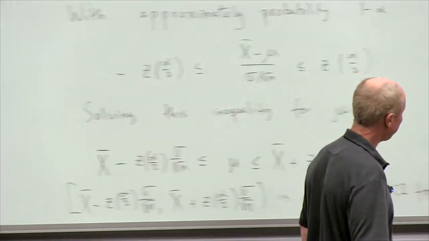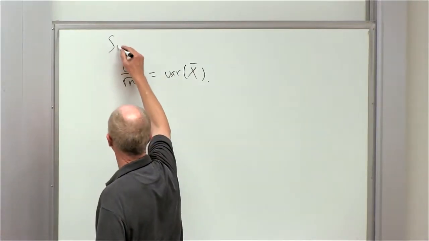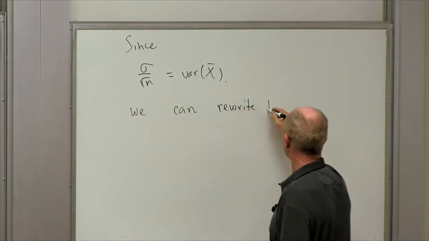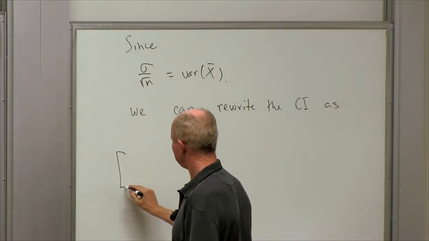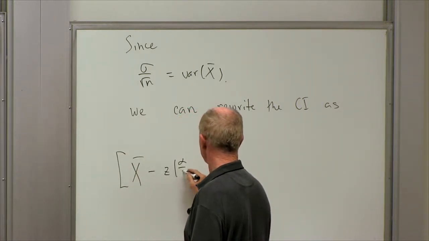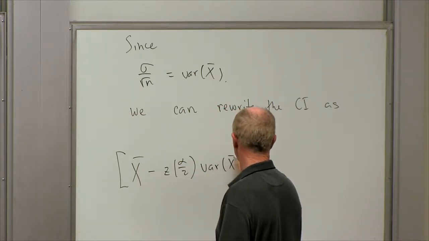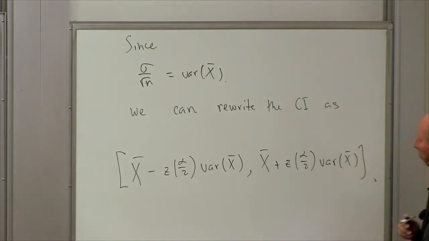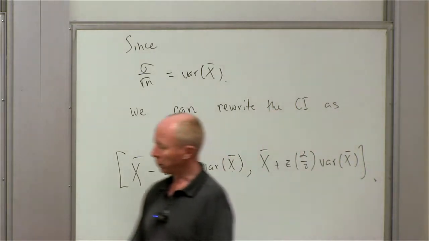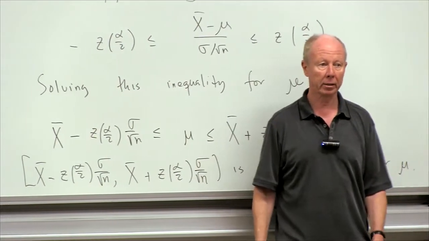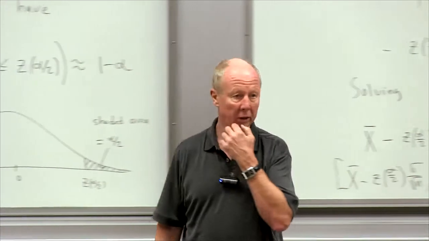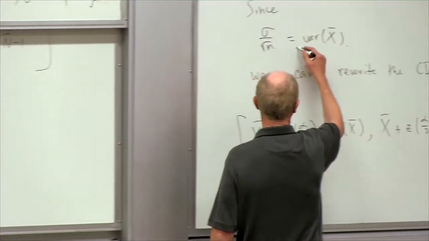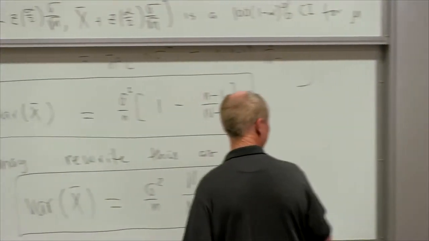Let me just reword this a little bit. Since the standard deviation of x bar is sigma over root n, we can rewrite the confidence interval like that. Okay, I just replaced the sigma over root n here and here with the standard deviation of x bar since they're the same. This is in the case of sampling with replacement. Pardon? Oh, thank you. So I better put that here. Yeah, here. Sorry.